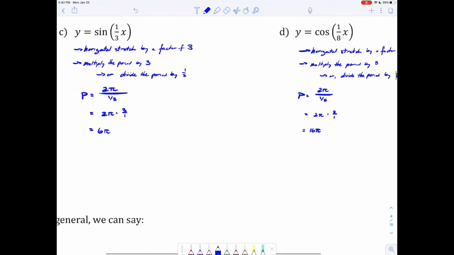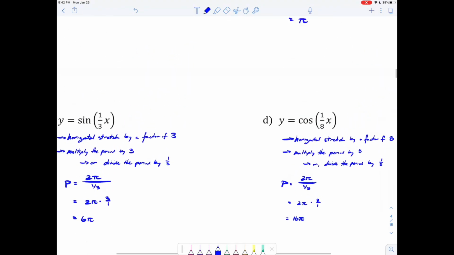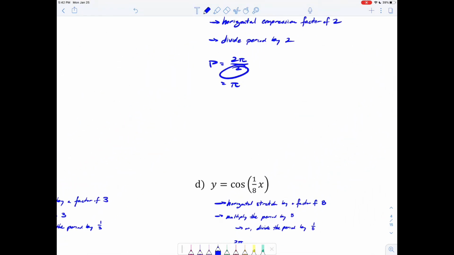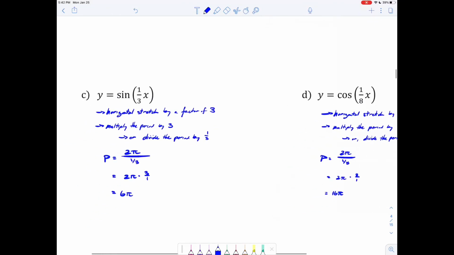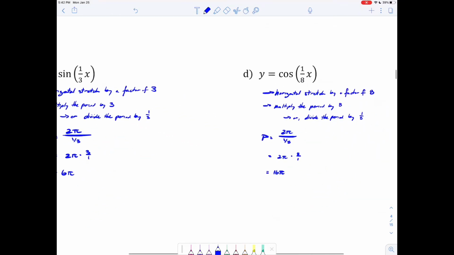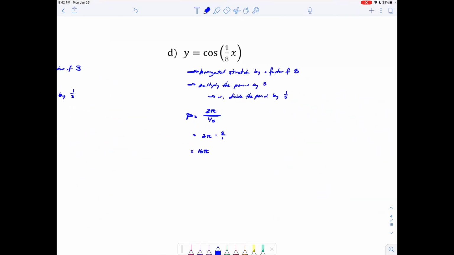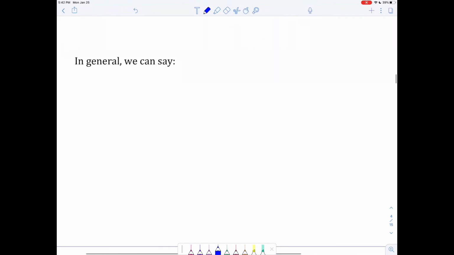As a general rule, what we can notice is that we always divided by b. We divided by b, we divided by b, we divided by b. And the period is thus always 2 pi over b. Or if you want that in degrees, it's 360 degrees divided by b.